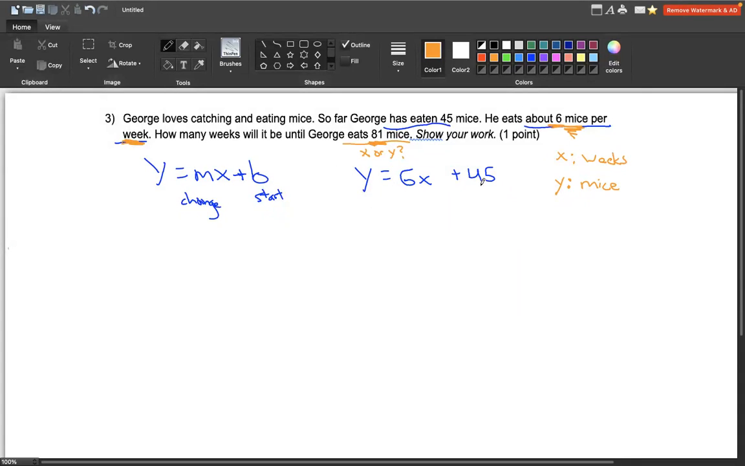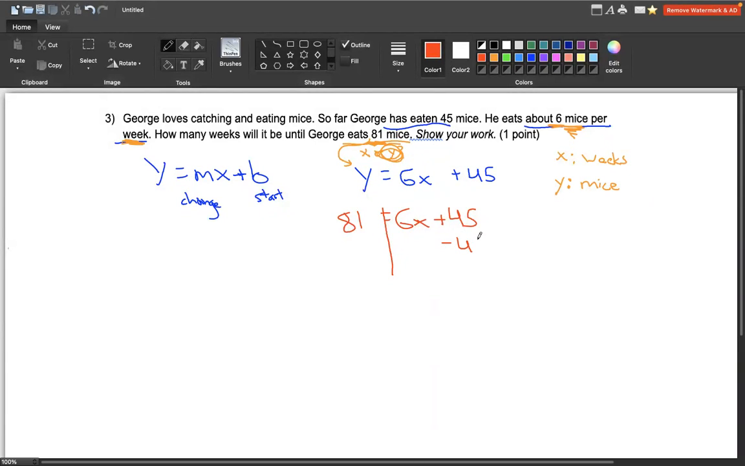So we have y equals 6x plus 45. We know that 81, now we've said it's 81 mice, which is a y. And that's super important because this 81 is going to get plugged in for y. And then it becomes a very simple two-step equation. So I'm going to rewrite this now. 81 equals, we just keep the rest of 6x plus 45. And that makes sense because we're going to be solving for x. The question is, how many weeks? That's what we want to know. X is our weeks. So when we find x, that's telling us the weeks. It all makes sense when you start breaking it down.